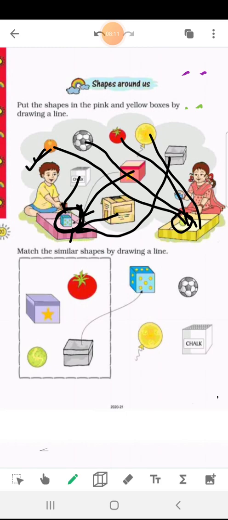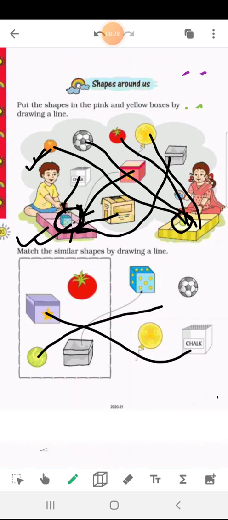So I hope you have understood round shaped and cube shaped. So match the similar shapes by drawing a line. Now you can do it very easily, I hope. See, this one is already done for you. Then this one will go with this chalk box, same shape. Then this globe is the shape of the ball, and this tomato and balloon are of the same shapes. So we have joined the lines of the similar shapes. So I hope you have understood, students. So remember the names of the shapes well.